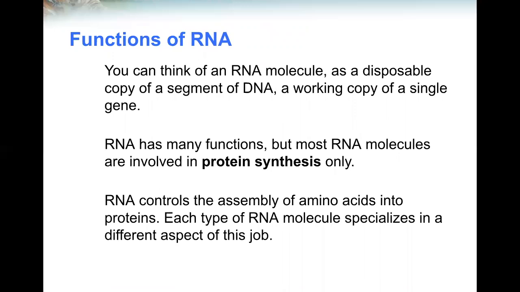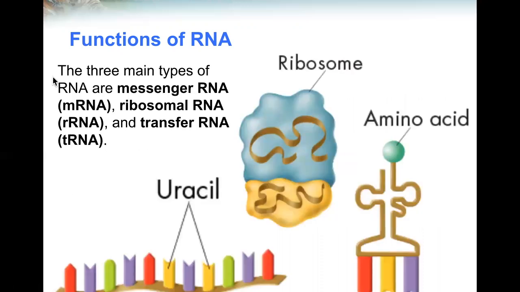You can think of RNA molecules as a disposable copy of a segment of DNA, a working copy of a single gene. RNA has many functions, but most RNA molecules are involved in protein synthesis only. RNA controls the assembly of amino acids into proteins. Each type of RNA molecule specializes in different aspects of this job. The 3 main types of RNA are messenger RNA, mRNA, ribosomal RNA, rRNA, and transfer RNA, tRNA.